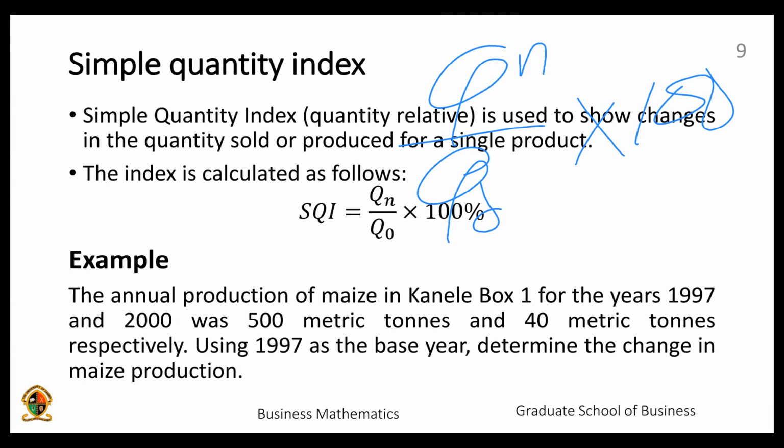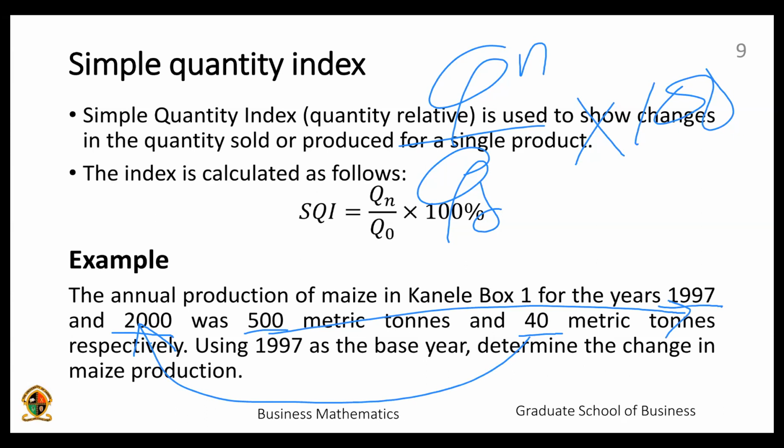Annual production of maize in kernel box 1 for the years of 1997 and 2000. These are 2 years, right? We have 1997 and 2000, right? There were 500 and 40 metric tons respectively, which means 40 was for 2000, right? 500 was for 1997.